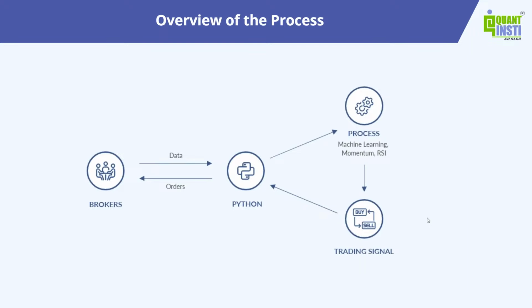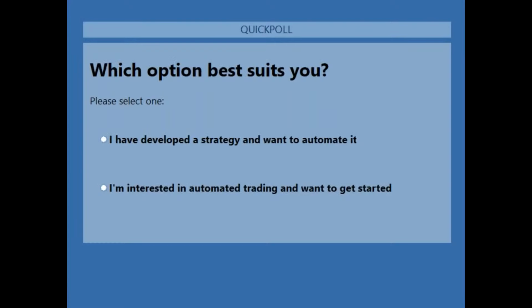So far we have spent some time on what automation is and what processes are involved. Before we go with a real-time example, I would want to understand a couple of things, so let me launch a poll. I just want to understand which option suits you best. There are two options on the screen. The first option is: I have developed a strategy and want to automate. The second one is: I'm interested in automating trading. You can reply to that, and accordingly I would pace the next part of the webinar.